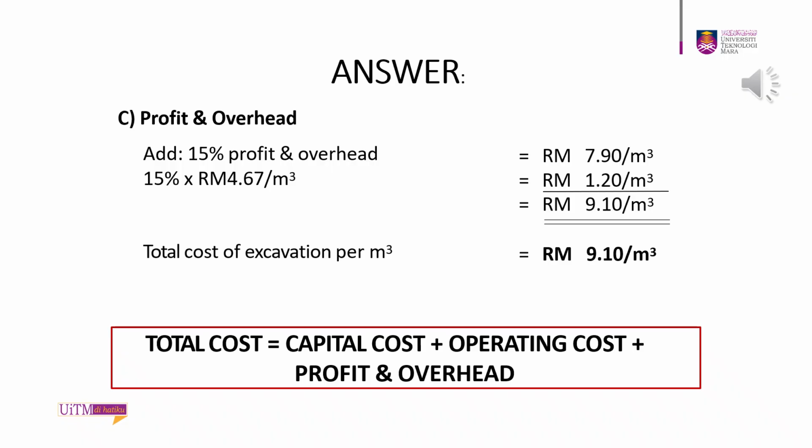This final step adds profit and overhead to the excavation rate. We take the operating cost of 7 ringgit and 90 sen per cubic meter and add 15% for profit and overhead. 15% works out to 1 ringgit and 20 sen per cubic meter. When we add both values, the total excavation cost becomes 9 ringgit and 10 sen per cubic meter. So the complete formula remains: total cost equals capital cost plus operating cost plus profit and overhead.